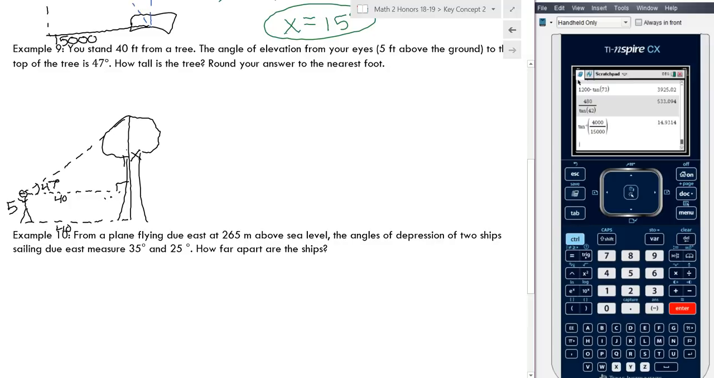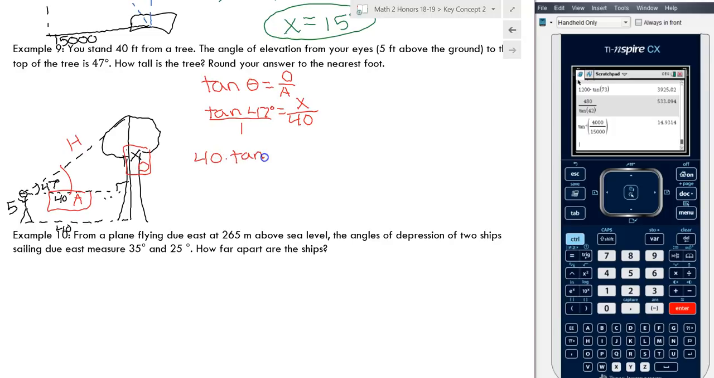So we have our opposite side, the adjacent side, and the hypotenuse. So x is our opposite side, and 40 is our adjacent side. So again, we're using tangent. So tangent of 47 degrees equals x over 40. Put it over 1 and cross multiply. We have 40 times the tangent of 47 equals x.